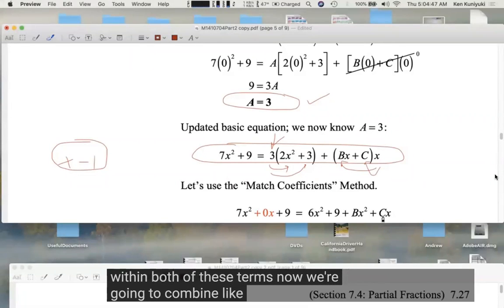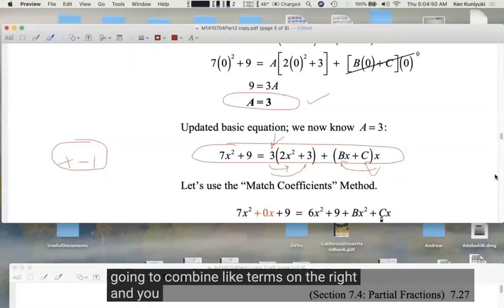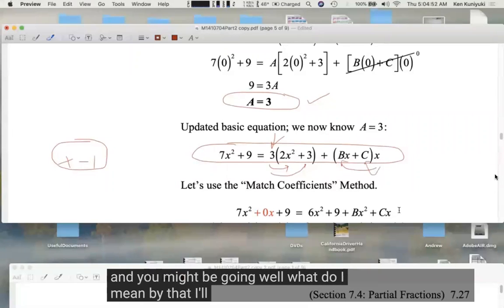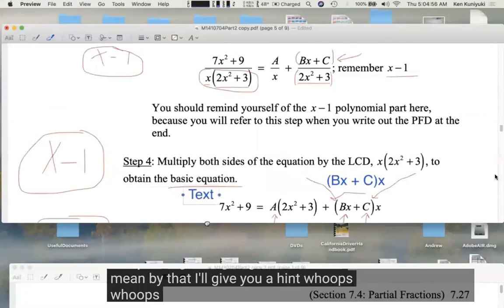Now we're going to combine like terms on the right. And you might be going, well, what do I mean by that? I'll give you a hint.